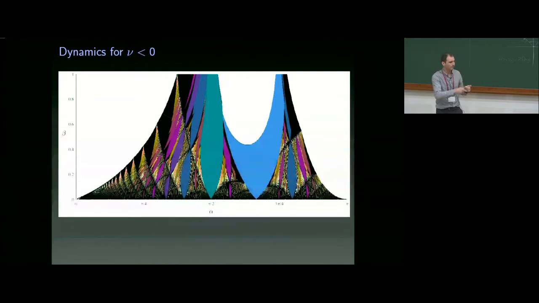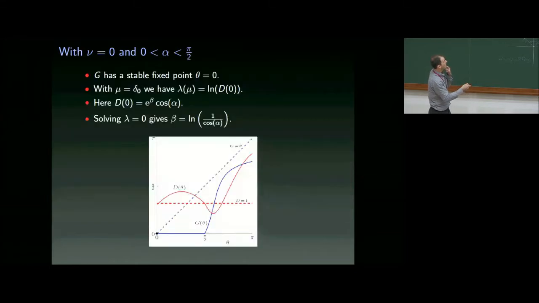Okay, so we can use the theorem that I just showed you. So if I make the value of nu 0, now the origin is a fixed point, and I can actually determine the stability analytically. So there are three cases. First of all, if alpha is in this range, then the map G has a stable fixed point. So the average value of log D, I'm going to call that lambda.